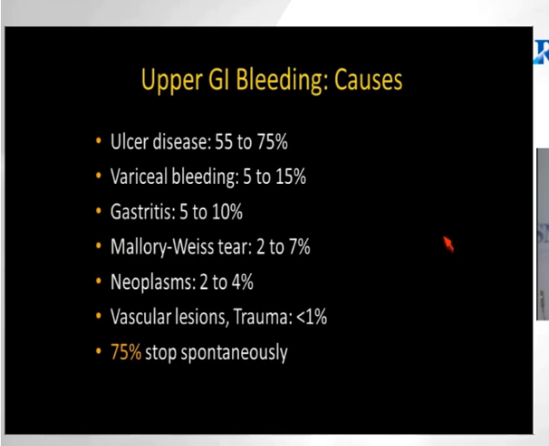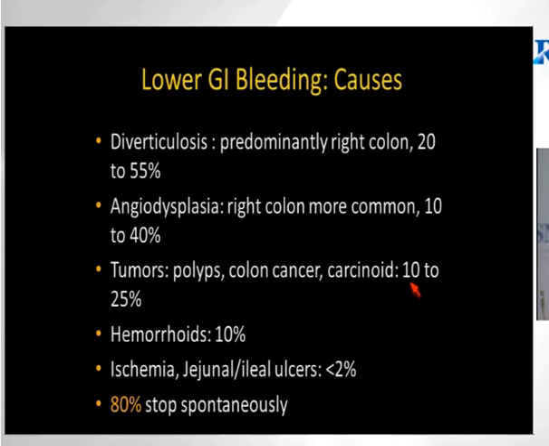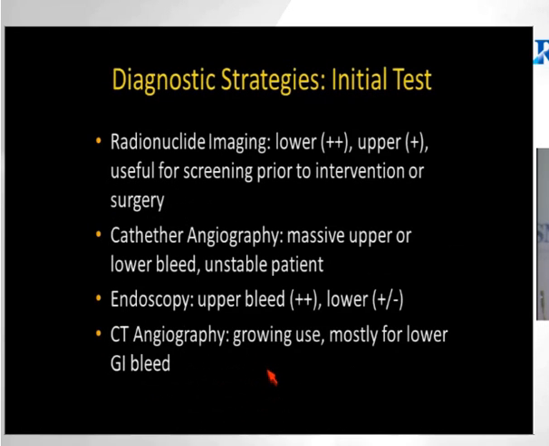The causes have not really changed a lot over the last few years. Ulcer disease is still the most common cause of upper GI bleeds, followed by variceal bleeding, gastritis, and the others shown on the slide. And again, as I said initially, about 3/4 of these patients will stop bleeding spontaneously without any direct intervention. Lower GI bleeds, the most common causes are diverticular disease, angiodysplasia, and then tumors, hemorrhoids, and others which are much less common. And again, the vast majority will stop bleeding spontaneously without the need for any direct intervention.